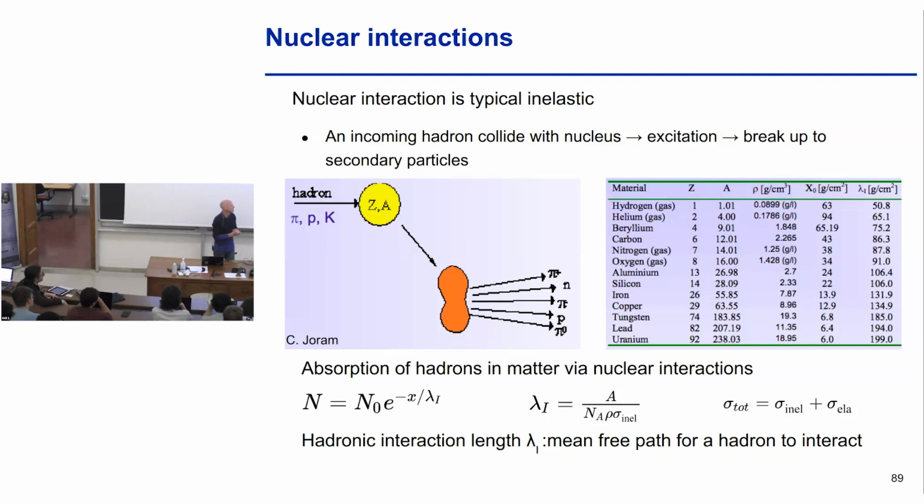That gets produced by this impact. You can try to describe the probability of such an interaction happening in a very similar way. So the absorption of hadrons is described in a similar way, where from a flux of hadrons, from a starting number of hadrons N0, we ask how many survive after some length. And you have a similar formula where now, instead of radiation length, you have this lambda I. This lambda I is basically the mean free path for hadrons in a material to interact, and is called the nuclear interaction length. And this type of property is measured for materials.